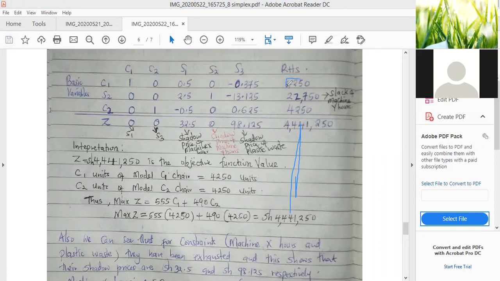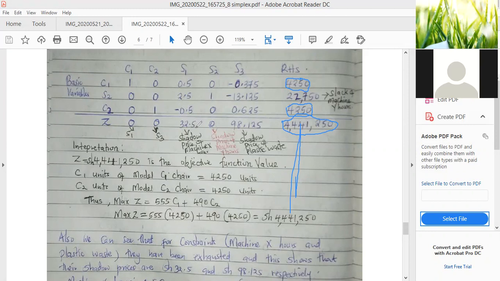This is the number of chairs for C1. You can read the C1 is equal to what on the right-hand side. C2 is equal to what? The 4250 units given. In my last example, here comes a solution to the problem that you read on the right-hand side of our Z row. Then these figures are interpreted as what?